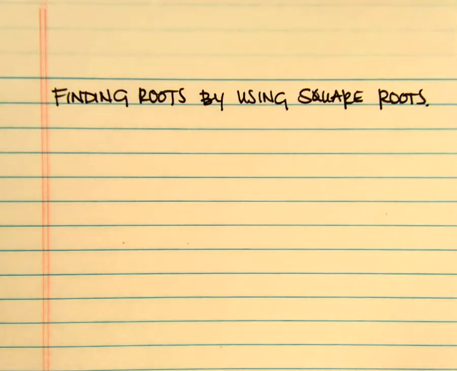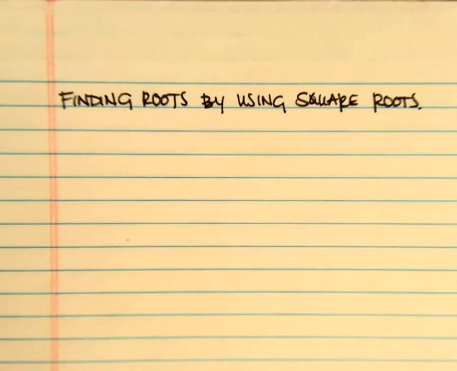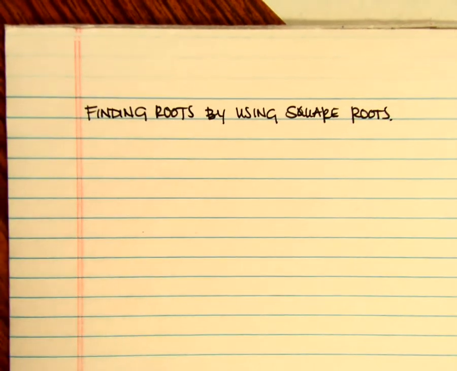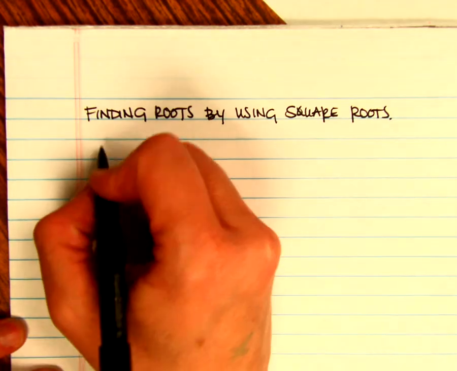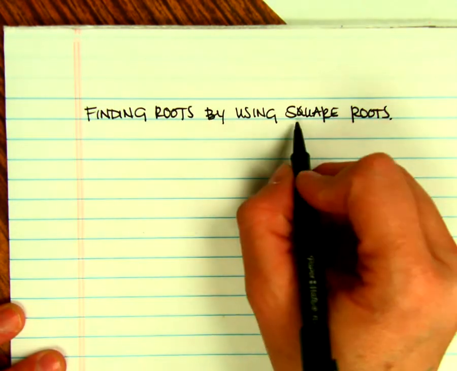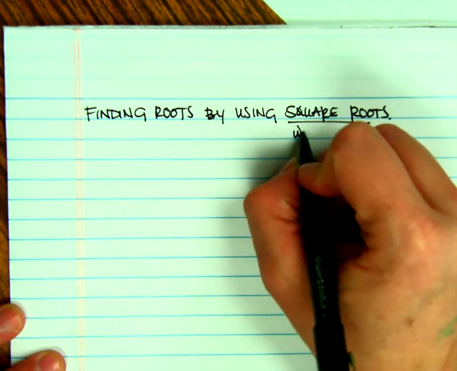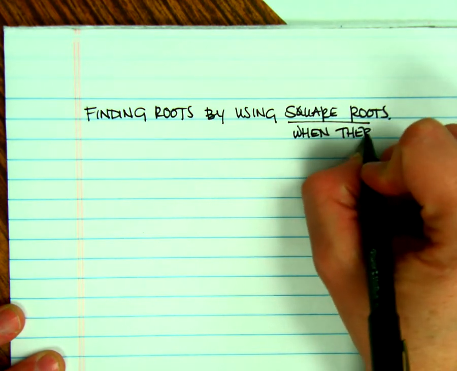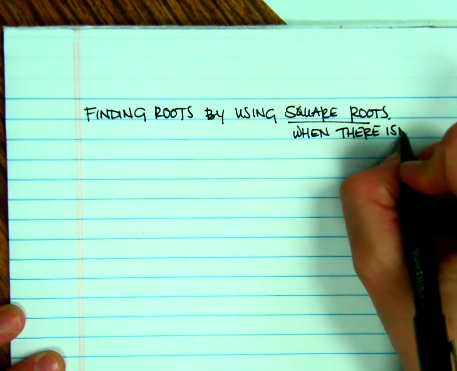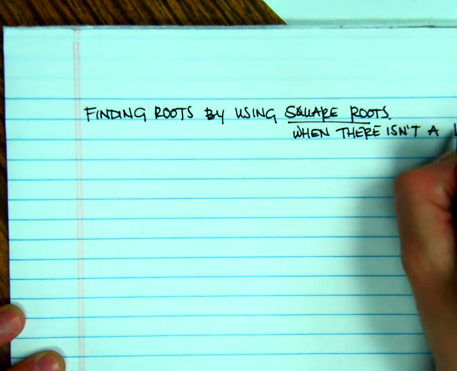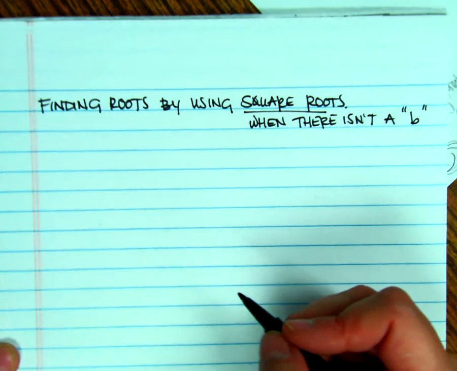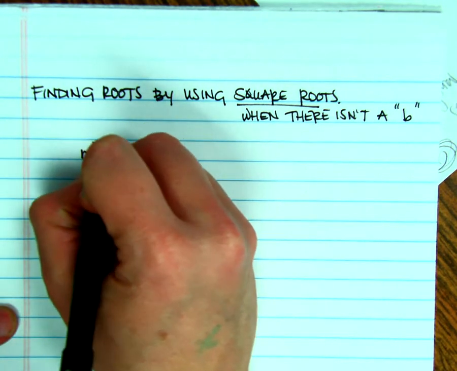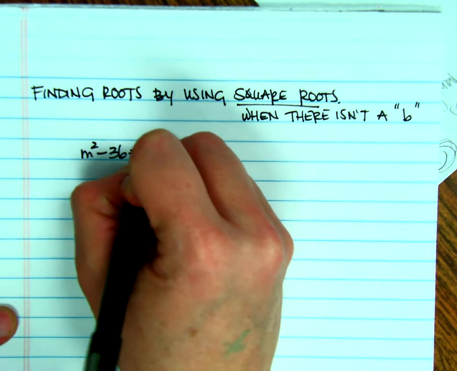Okay, so today we're going to be finding roots or solutions or zeros or x-intercepts, however you want to label them, by using square roots. Typically, the easiest way is to use square roots when there isn't a b, or if b equals 0. So it'd be like m squared minus 36 equals 0.